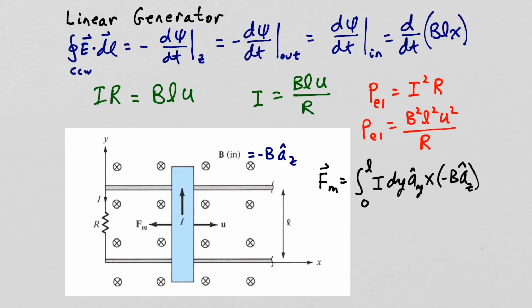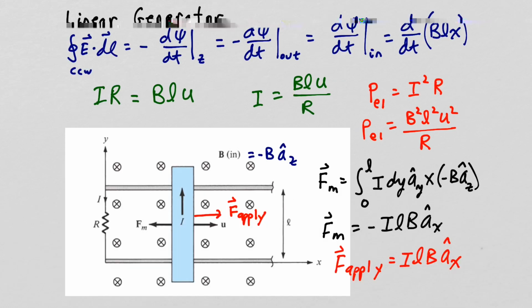Because there's a current flowing in this bar, it's going to experience a force. And the force will be the integral from 0 to L of I dl crossed with the magnetic field. So there will be a force of magnitude I times L times B in the minus x direction. So to move this bar with velocity U, you have to apply a force to overcome this force F_m. So the force you are applying is I times L times B in the x direction.